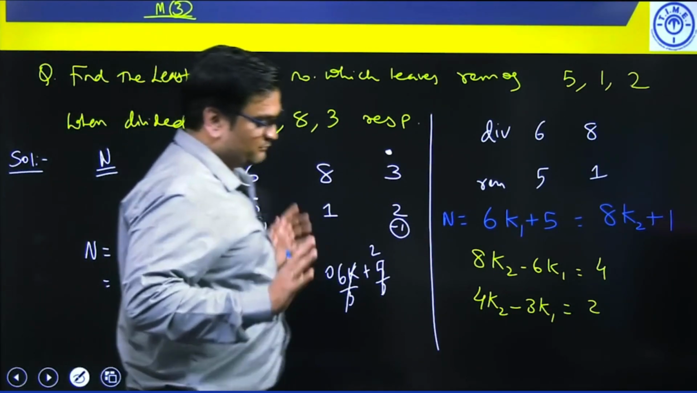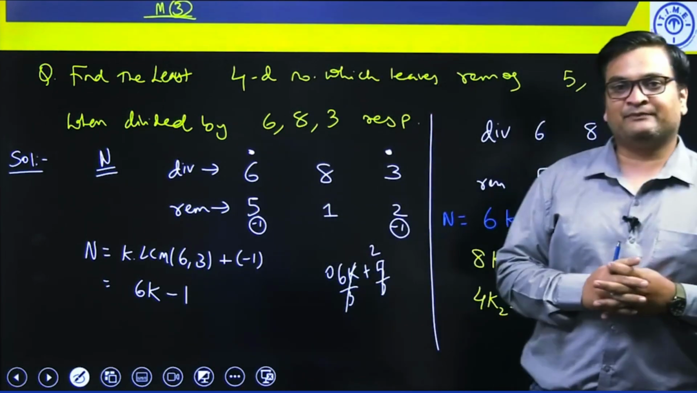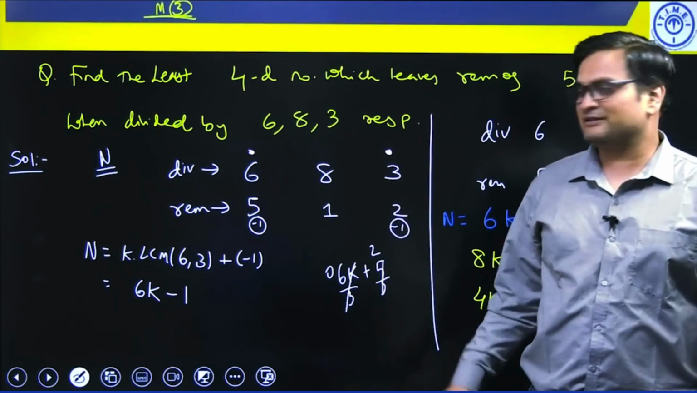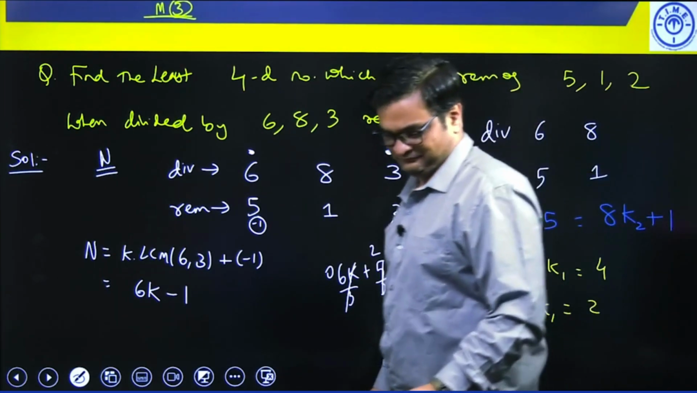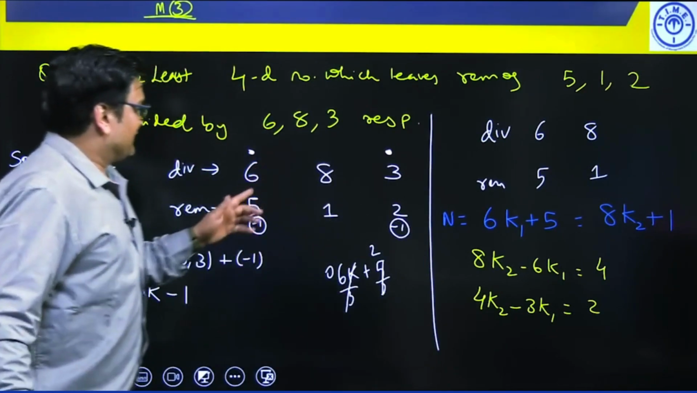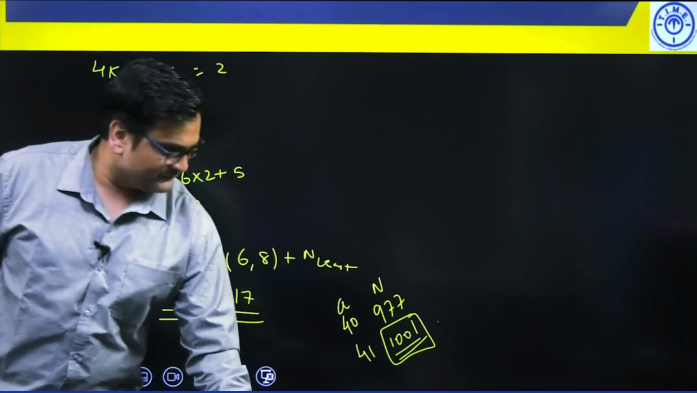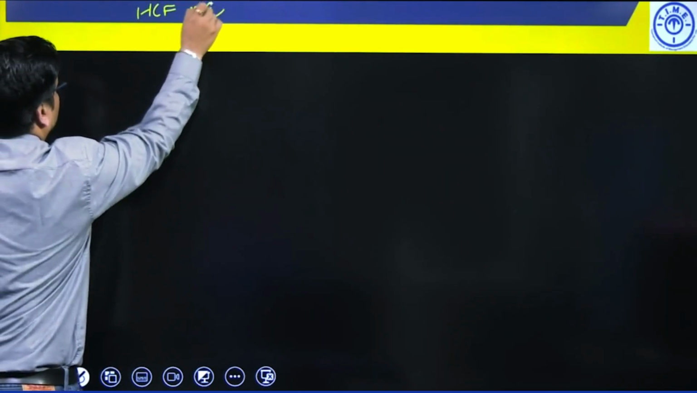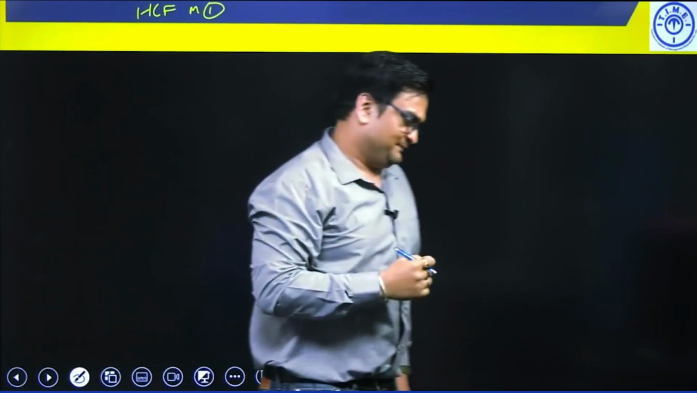There is no direct formula for model 3 problems. This is the only way in which you have to work out. So basically, you will have to make use of the division rule for these model 3 problems. I hope we are clear with this. Now, let us look at the HCF models. Let us start with model 1, HCF model 1.